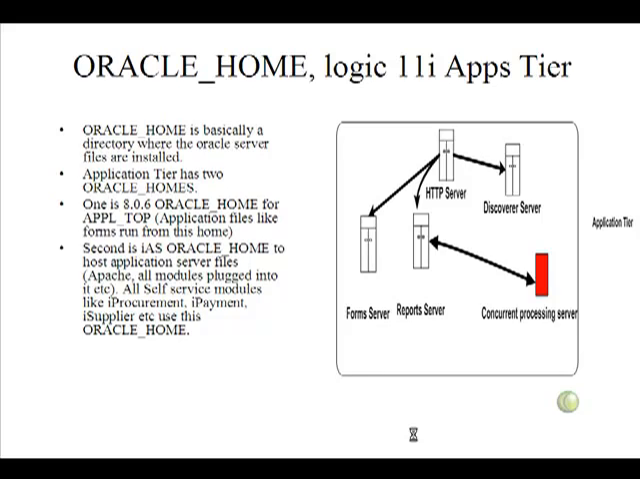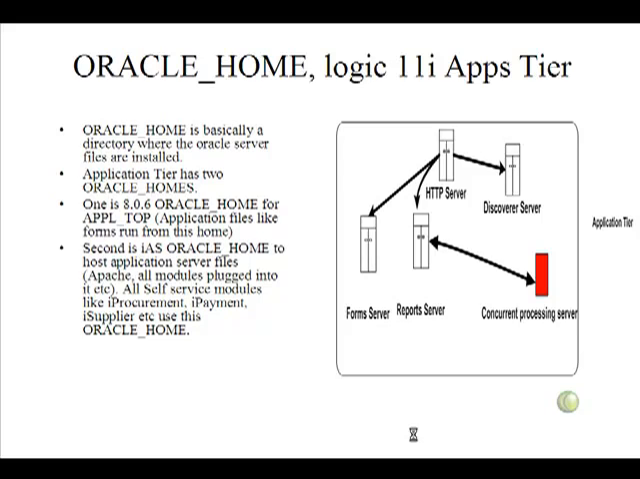Now this IAS Oracle Home is used for Apache, and Apache has all the modules plugged into it. All the self-service modules like iProcurement, iPayment, iSupplier, etc. are going to use this Oracle Home. Now this is true for the application tier where you have Apache and your form server running. If you don't have the web services running, you will not have the IAS Home used.